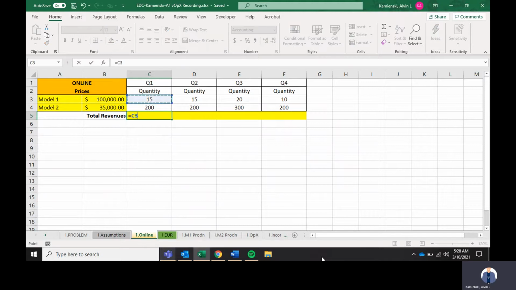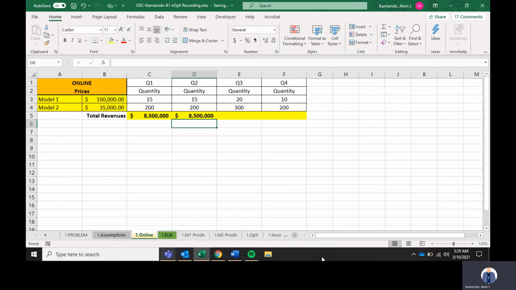So total revenues in quarter 1 is going to be equal to the price times the quantity of Model 1 plus the price times the quantity of Model 2. So we've got $8.5 million. Now we know that the formula will be the same here: the price of Model 1 times quantity of Model 1 plus the price of Model 2 times the quantity of Model 2. Because the numbers are all the same, it shouldn't surprise us that it's $8.5 million each quarter.